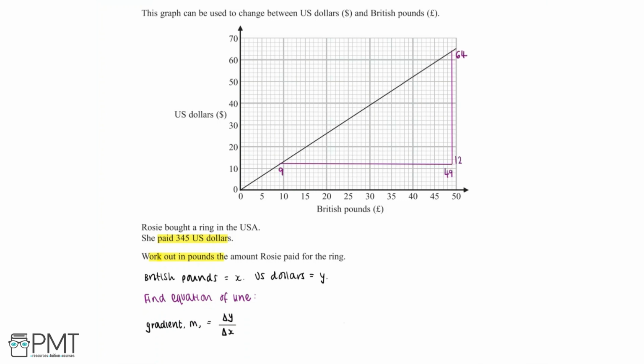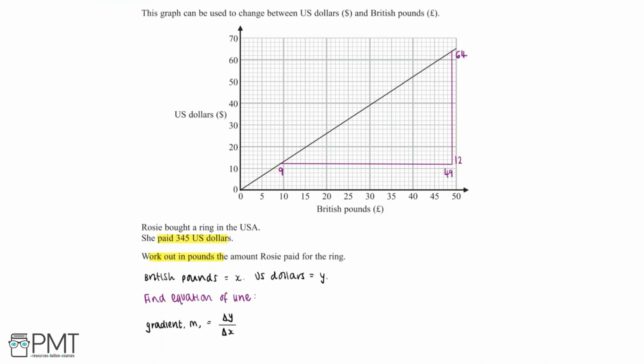Now we've drawn in our gradient triangle, and we can see that the y-coordinate at this point is 64, and the y-coordinate at this point is 12, and the x-coordinate at this point is 49, and the x-coordinate at this point is 9. Now to find the gradient, we want to find the change in y divided by the change in x. The change in y is equal to 64 take away 12, and the change in x is equal to 49 take away 9.